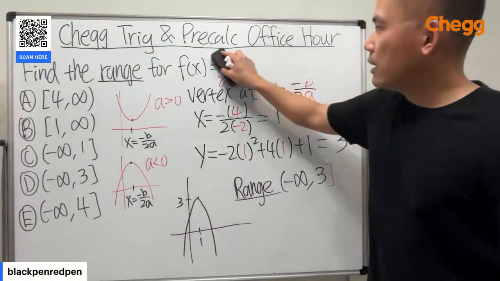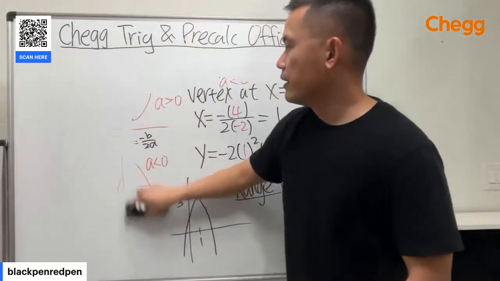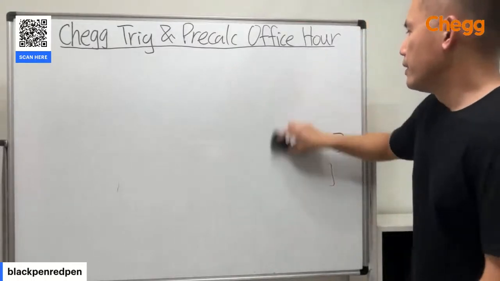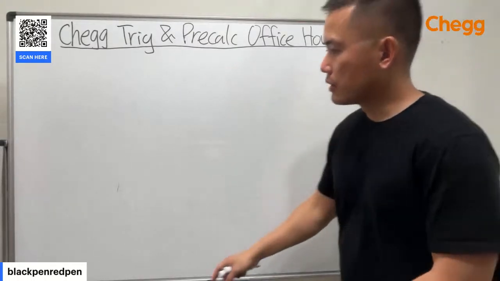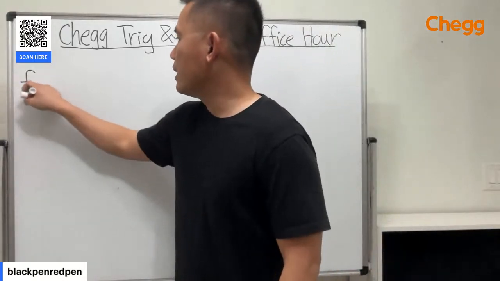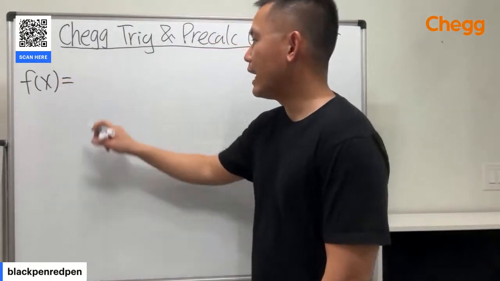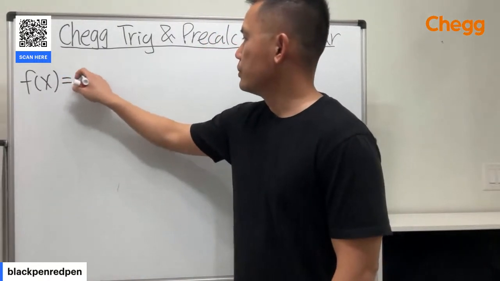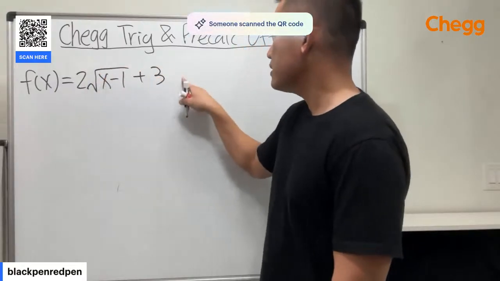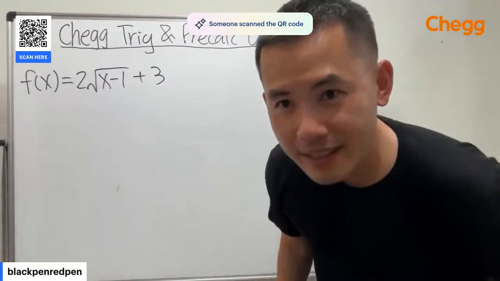And now, I'm going to show you guys the next case, the square root ones. So it's just all about finding the range for today. So let's say we have a square root function. Let's do this right here. Let's say we have 2 square root of x minus 1 plus 3, something like that. Let's keep it simple.